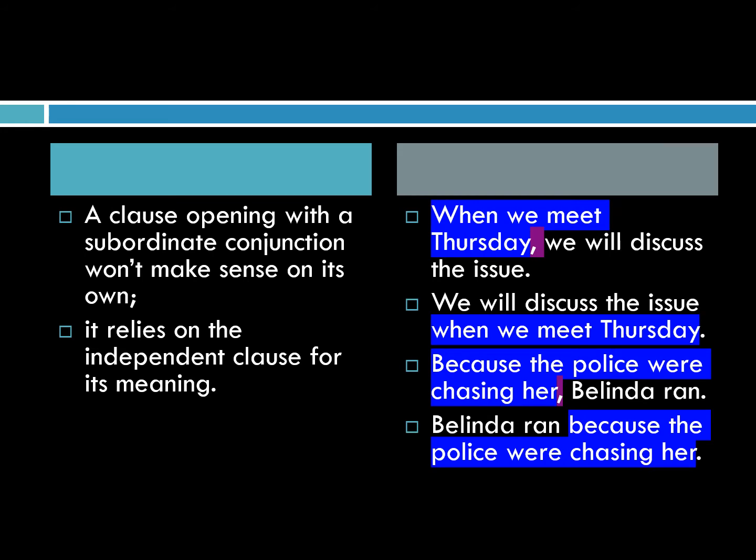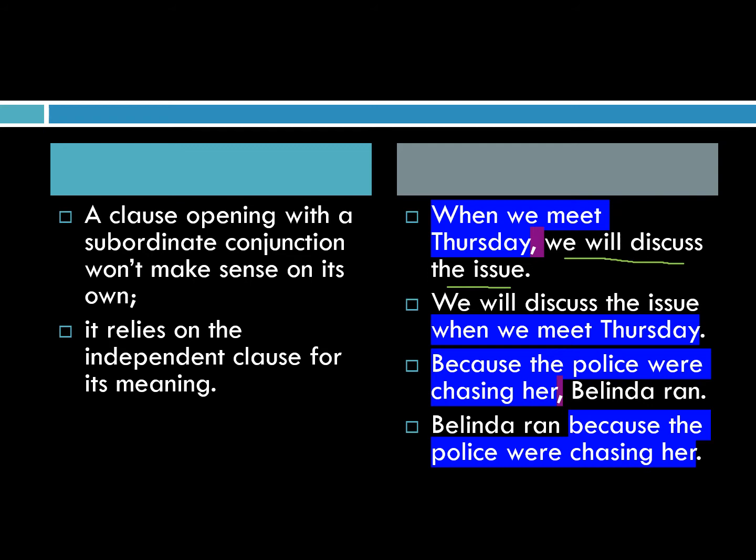And here I just tell you again, a clause opening with a subordinate conjunction won't make sense on its own. So "when we meet Thursday," that's not a sentence. It is a sentence fragment, a dependent clause. Whereas this section coming after it, "we will discuss the issue," that is a sentence. So again, where you place your dependent clause determines whether you need a comma.